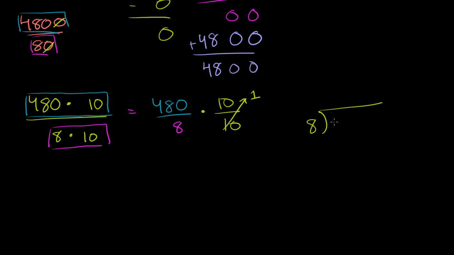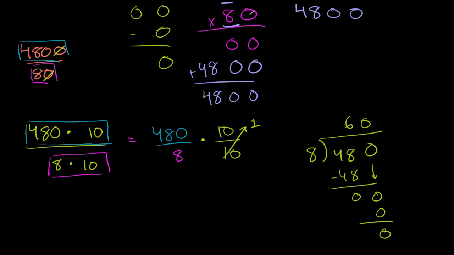8 goes into 480. You can say 8 doesn't go into 4, so it goes into 48 6 times. 6 times 8 is 48. You have no remainder. Bring down this 0. 8 goes into 0 0 times. 0 times 8 is 0. No remainder. And we get 60 again. So either way would have worked. This way is a little bit faster. You might be able to do it in your head. But no matter which way you do it, you get 60 as our answer, and we confirm that it really works.